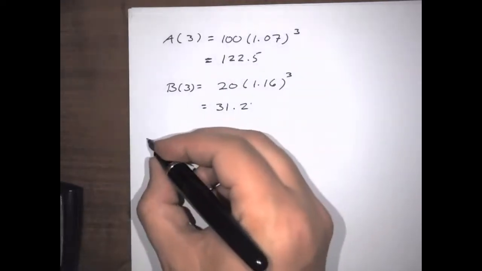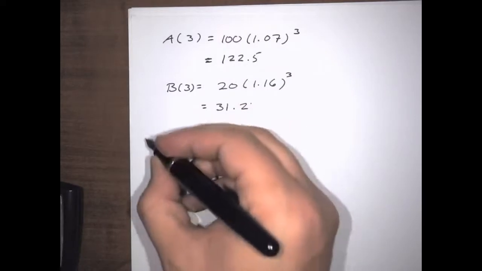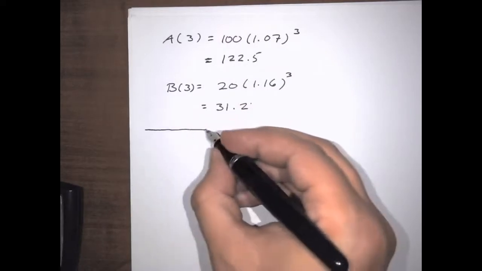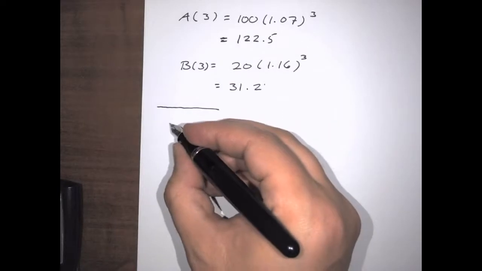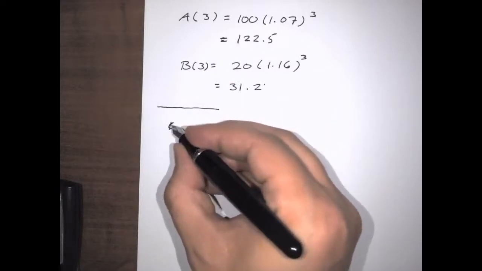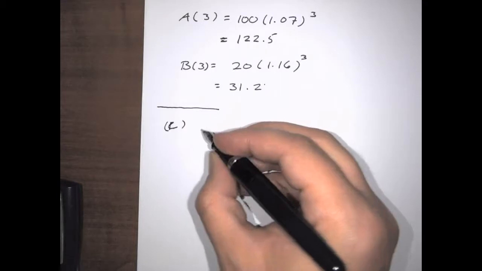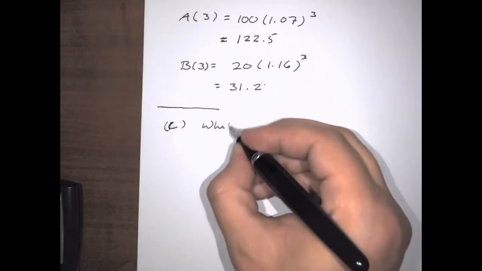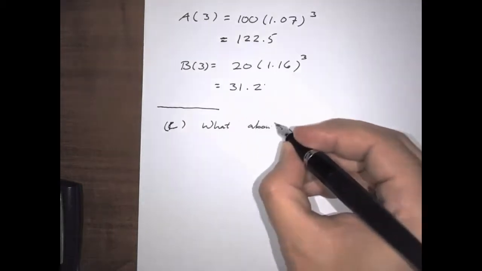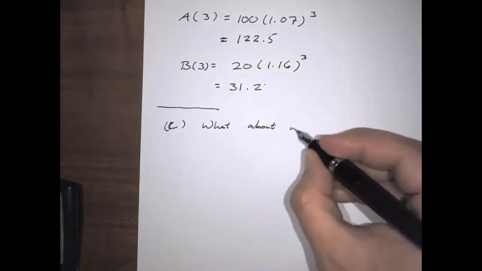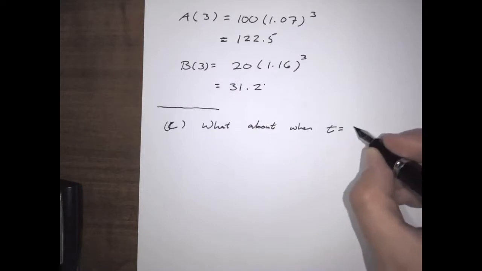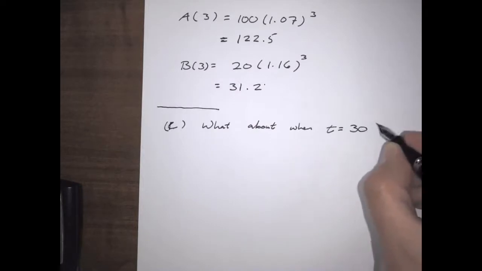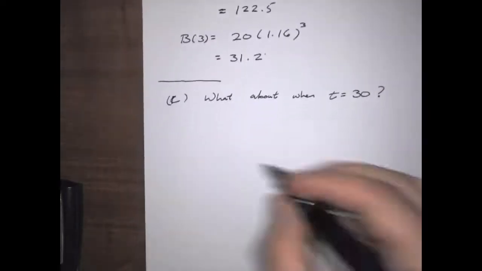So A started off bigger. It was 100 to start with. B was 20 to start with. But 3 years later, A is still bigger. But we can take it out further, and let's say, what about when t equals, for example, 30. Instead of 3, 30.